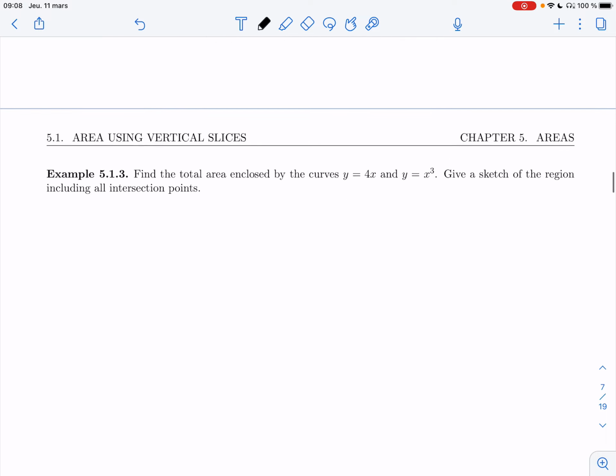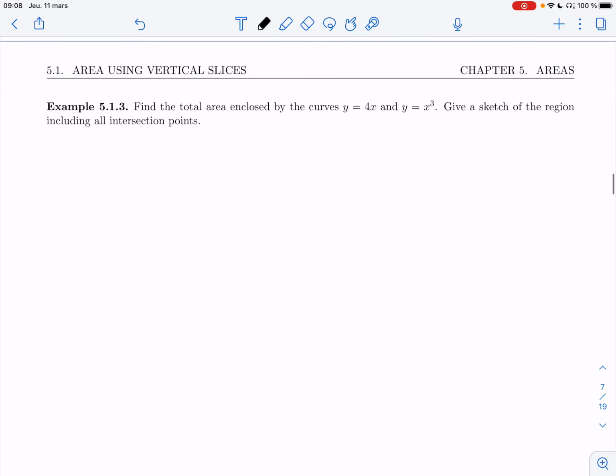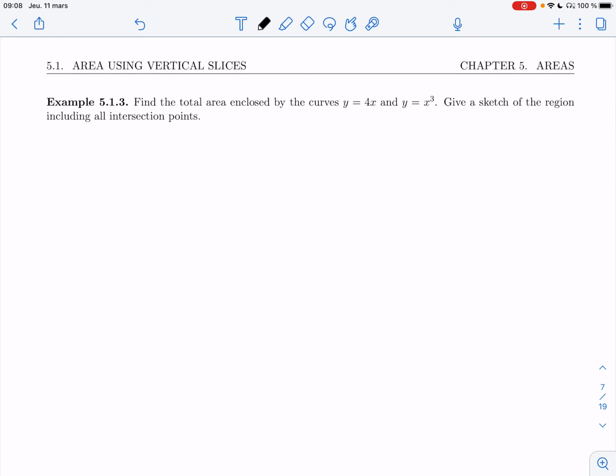All right, let's try one more example right here. Evaluate the total area enclosed by the curves y equals 4x and y equals x cubed. Give a sketch of the region including all intersection points. All right, so that's a typical question.